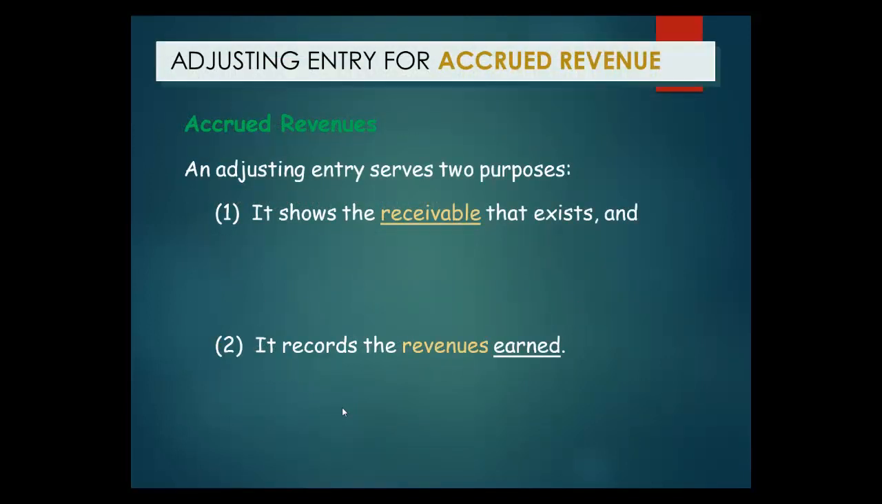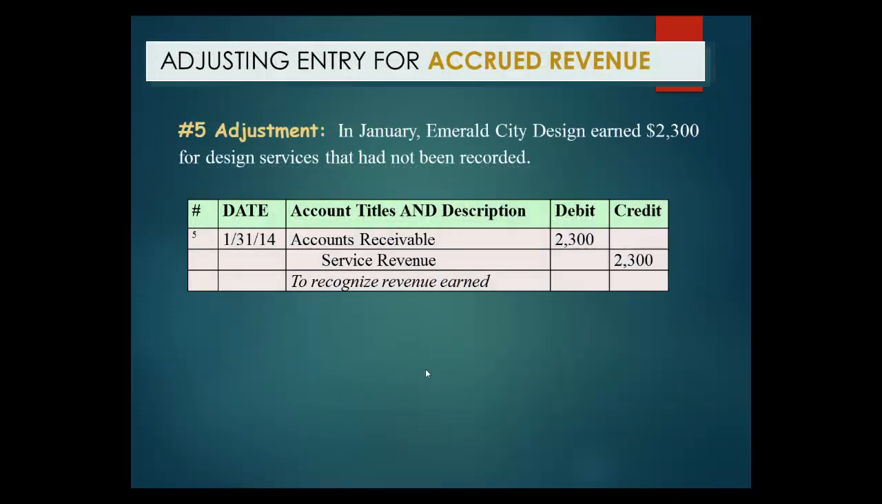This adjusting journal entry serves 2 purposes. It properly shows accounts receivable with the correct balance, and it properly records all the revenue that we've earned. Let's take adjustment number 5. Again, somebody says, hey, I know we got all the bills out, but there's one more bill we didn't get out in time. But however, we have completed the work, so we need to recognize the revenue.